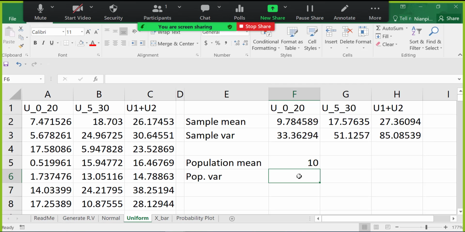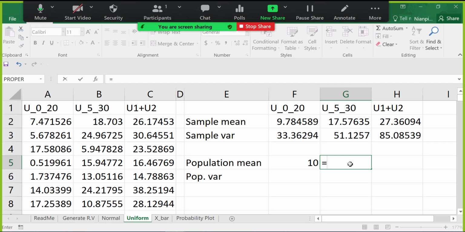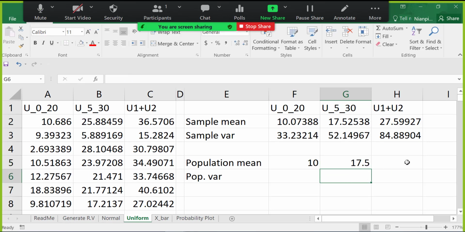Okay. For this one, we know the random is between 5 and 30, so the mean will be equal to 5 plus 30 divided by 2. Make sense? So you look at this, because the sample size is big enough at 2,000, it's quite close. The sample mean and the population mean are quite close.